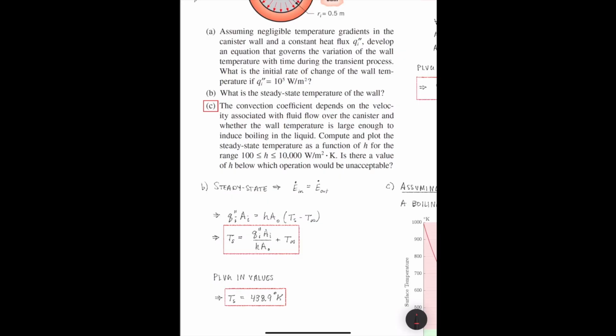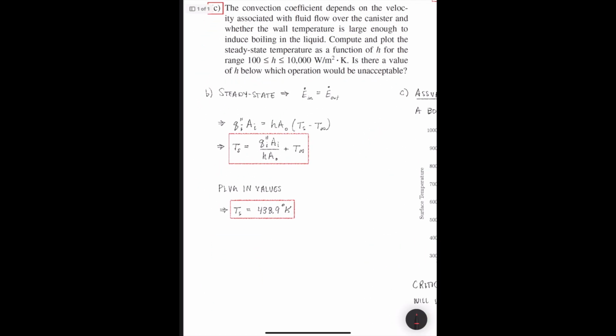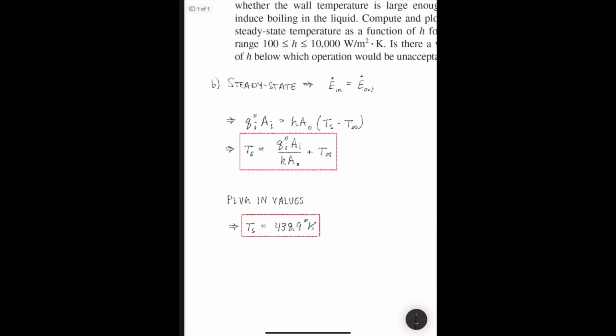Part B asks us what the steady state temperature of the wall is. This is a pretty simple problem. You just set the energy in equal to the energy out, because there can't be any stored energy in a steady state problem.